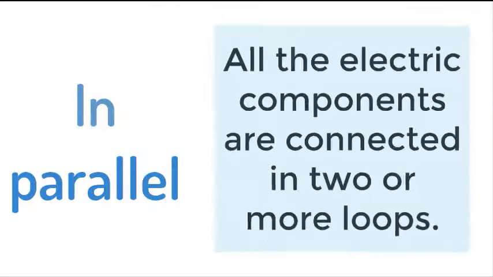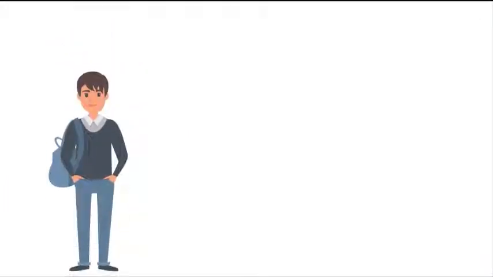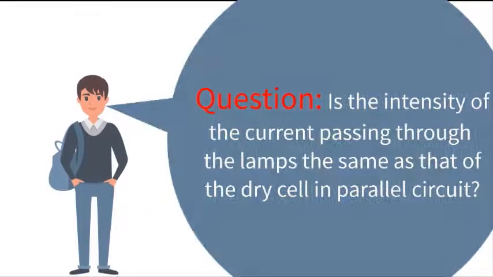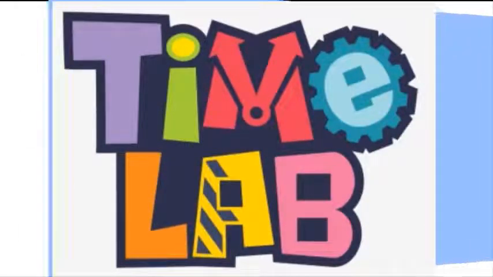So, in a parallel circuit, all the electric components are connected in two or more loops. Your friend has a question: is the current passing through the lamps the same as that of the dry cell in parallel circuits? It is lab time to find the answer.